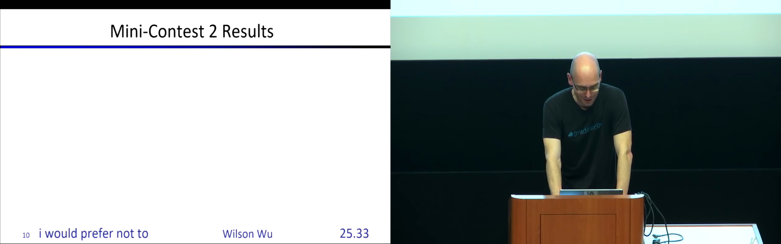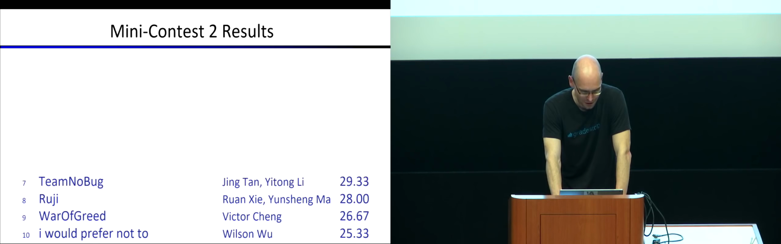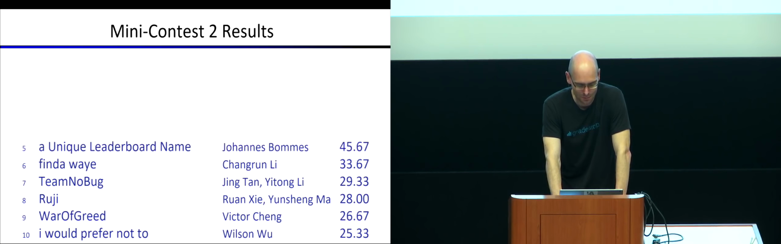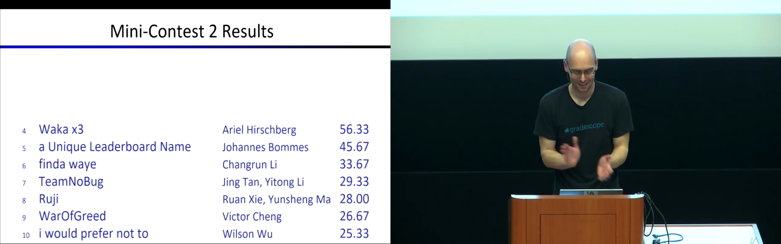Results. In 10th place, we had Wilson Wu, I would prefer not to, with 25 points. In 9th place, Victor Cheng, War of Greed. In 8th place, Ron Xie and Yuncheng Ma with Ruji. In 7th place, Jing Tan, Yitong Li with Team No Bug. In 6th place, Chang Yung Li, Find a Way. 5th place, Johannes Bommes with a unique leaderboard name. 4th place, Ariel Hirschberg with Waka X3. Congratulations, everyone in the top 10 listed so far.